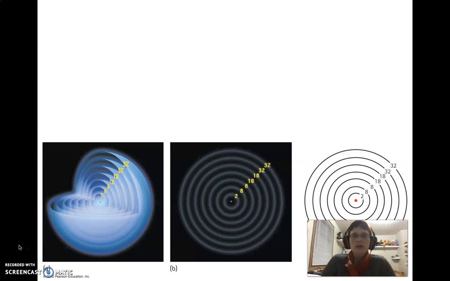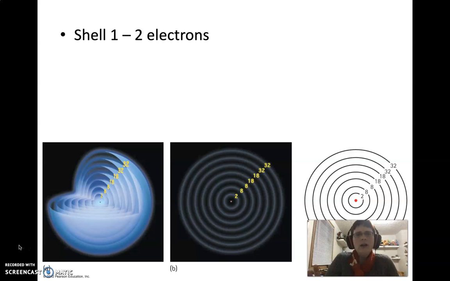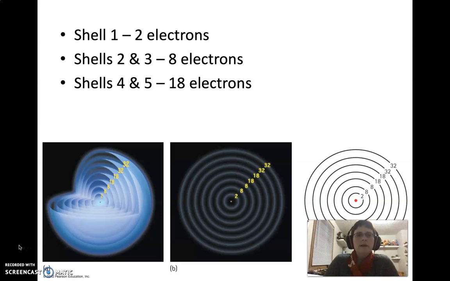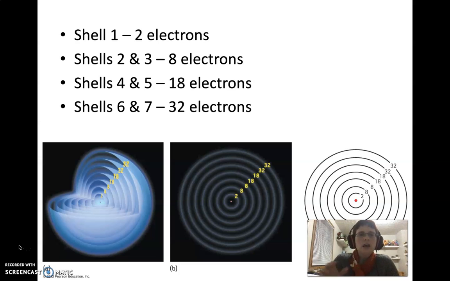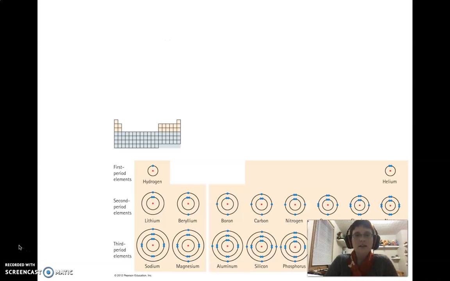So remember when we were looking at this, we were looking at the shell model and the Bohr model. And we saw that shell 1 has 2 electrons, shells 2 and 3 have 8 electrons, shells 4 and 5 have 18 electrons each, and shells 6 and 7 have 32 electrons. And if you take a second and think about that, there are how many shells? 7. And we just got done looking at the periodic table. And what does the periodic table have 7 of? It has 7 periods. So let's take a look at that.